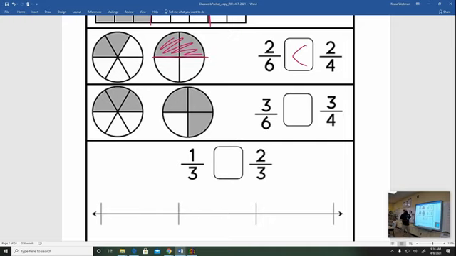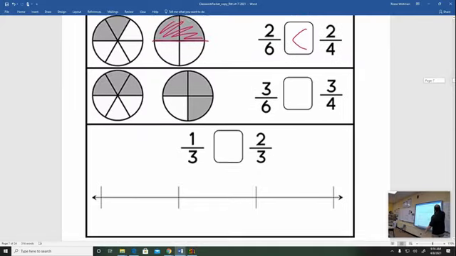This one, though, it's not. You can tell it's the missing part. Do not let the denominators fool you. Make sure that you're looking at the shading as well. Trust your eyes on these.